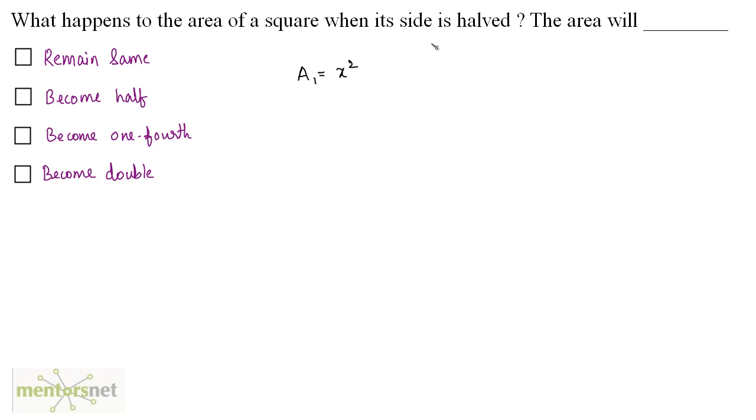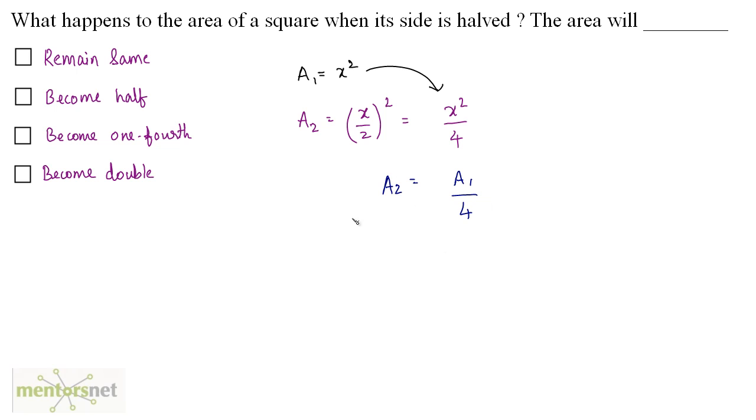Now this side is halved, so the new area will be equal to half of x, that is x by 2, square, right? So that will be equal to x square by 4, isn't it? Now what is x square? X square is the previous area. So we can write this as A1 by 4. So A2 is equal to A1 by 4.